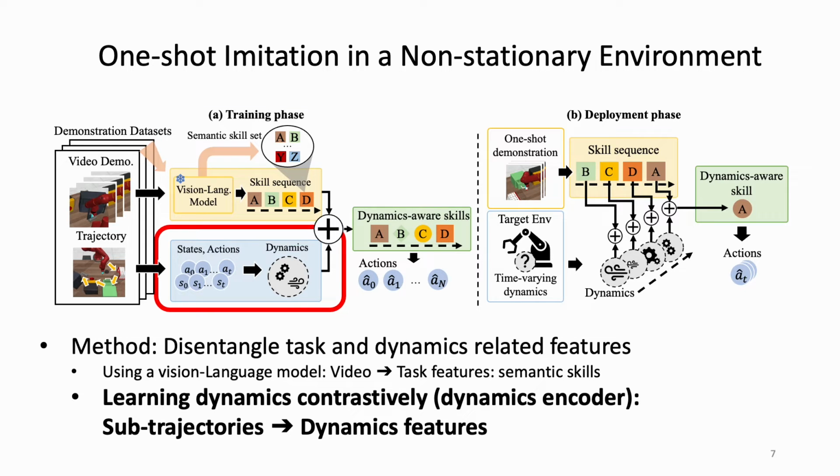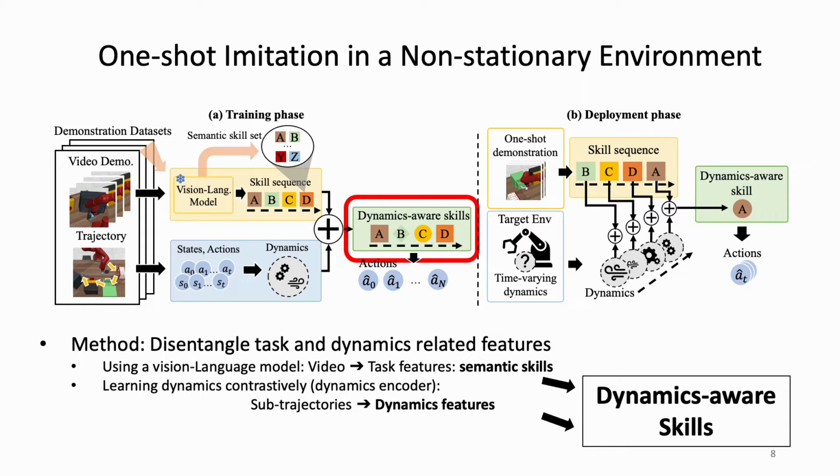Next, once the task to be imitated is determined, it needs to be executed in a non-stationary environment. However, since the dynamics features of the environment change, we identify these features through a dynamics encoder. We base the training of the dynamics encoder on contrastive learning, where the input to the dynamics encoder is a state action subtrajectory and the output is the dynamics feature.